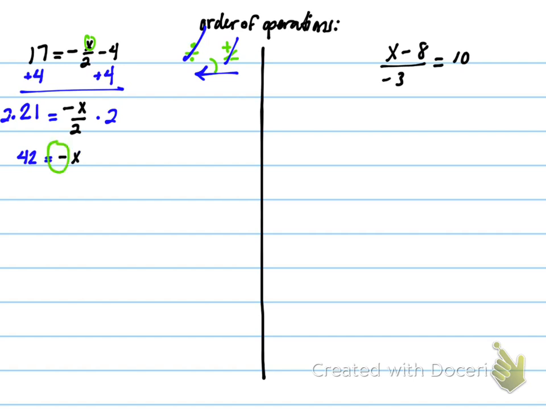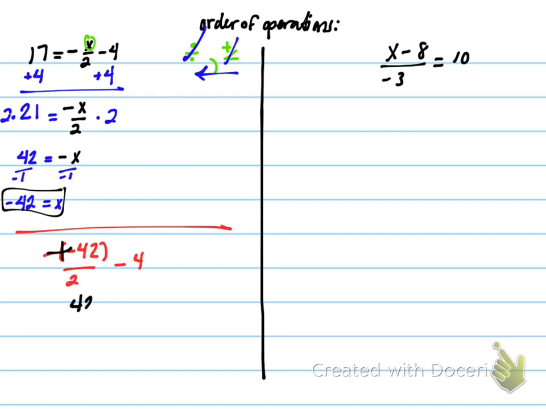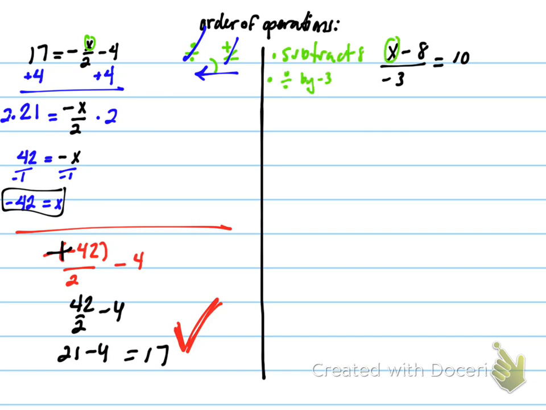But we don't want that negative there. We want the actual answer. So we divide both sides by negative 1, getting a negative 42. Check our answer. If you want to check my work and pause it, I did it right, and we got the right answer. All right, so now in this case, we have a subtraction and a division.